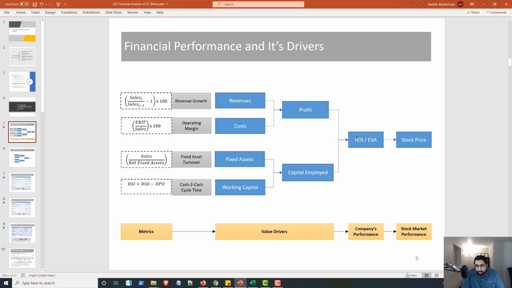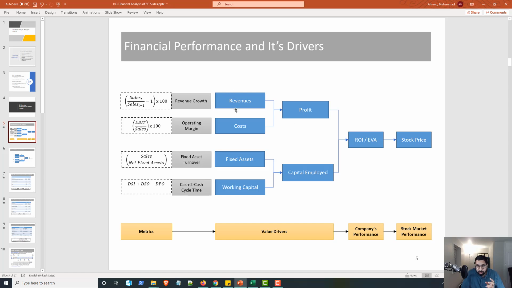ROI is determined by profits and capital employed. Profits are in turn determined by revenues and costs, and capital employed is made up of fixed assets and working capital. So in a way, revenues, costs, fixed assets, and working capital are the four key drivers that, if managed properly, can lead to higher profit for a low level of capital required, and that means a high return on investment.